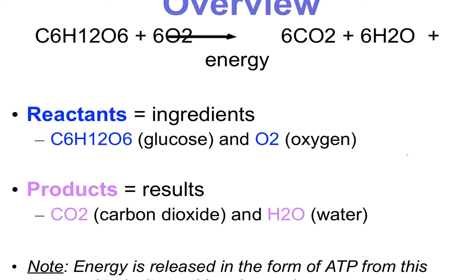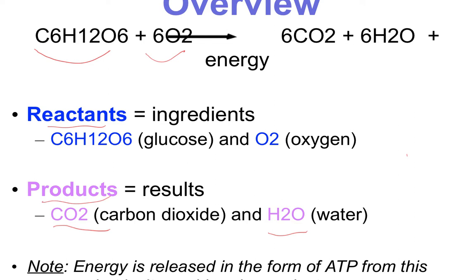Now, in cellular respiration, remember glucose and oxygen, those are the reactants. Those are basically the ingredients that are going into cellular respiration. And the products, or the results of the reaction, are carbon dioxide and water. So carbon dioxide and water are coming out of the reaction.